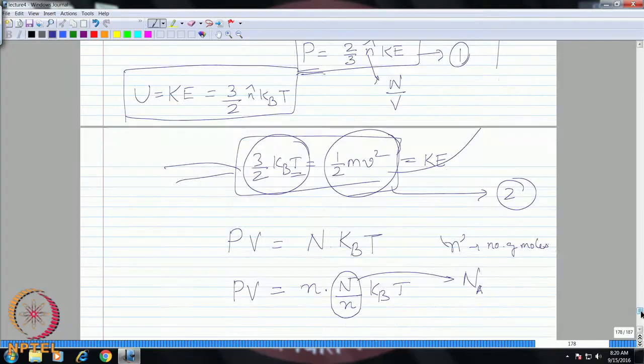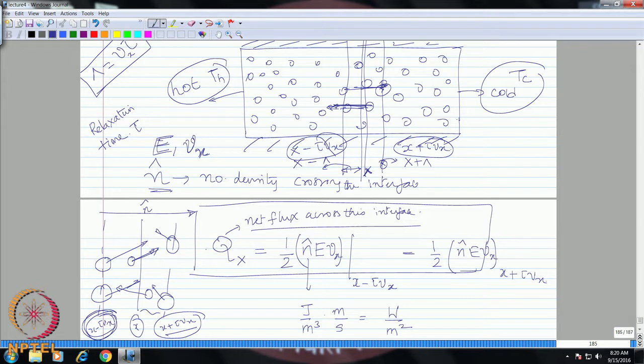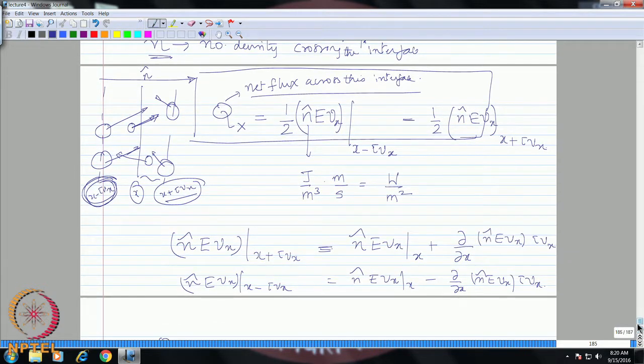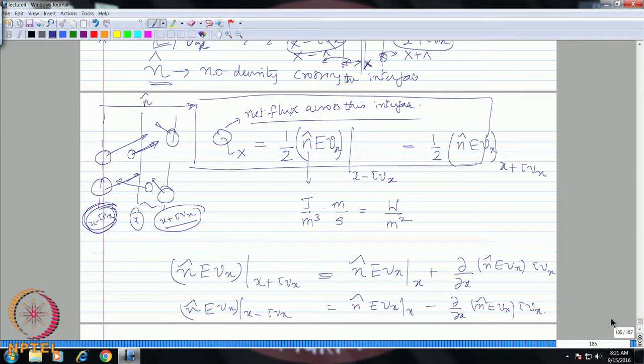Okay. So, therefore, if you are looking at the molecules which are coming from the x minus tau Vx and crossing this interface, so in total they will have a higher kinetic energy compared to this, and that is how the net flux can go from the left to the right. Right. So, although they are just half mv square all the molecules, but the value of Vx will be different depending on the temperature.